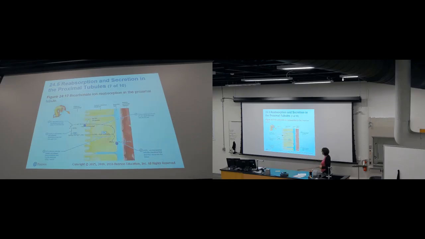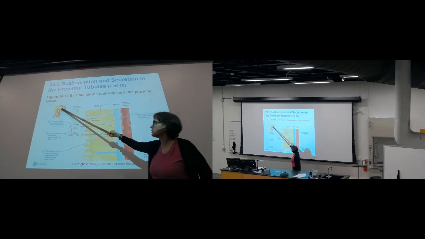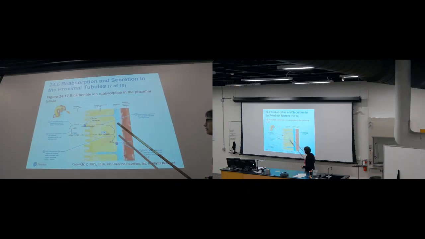So hydrogen ions are secreted in these cells into the filtrate. And then you combine them to form this carbonic acid, and then you do this process of forming this bicarbonate. So this is the reaction in this area. Again, we're talking about the PCT.